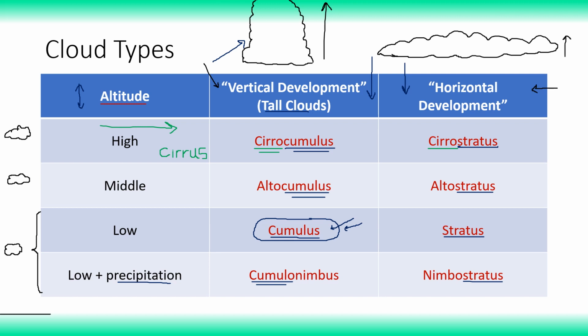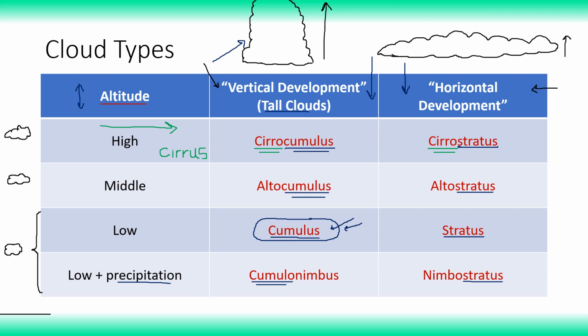So if you see someone, or a weather report, talking about cirrus clouds in general, then you don't know if it's a vertically developed or horizontally developed cloud, because it doesn't say cumulus or stratus, but you know that it's high up in the atmosphere, because that's what this means.